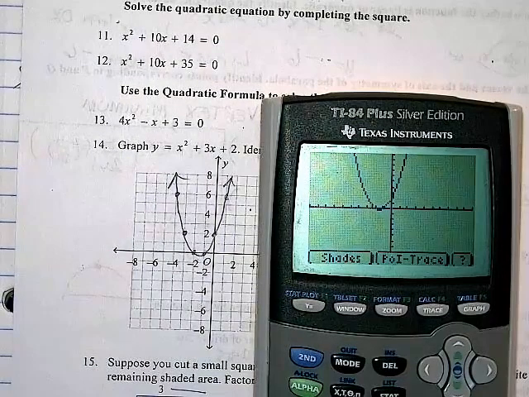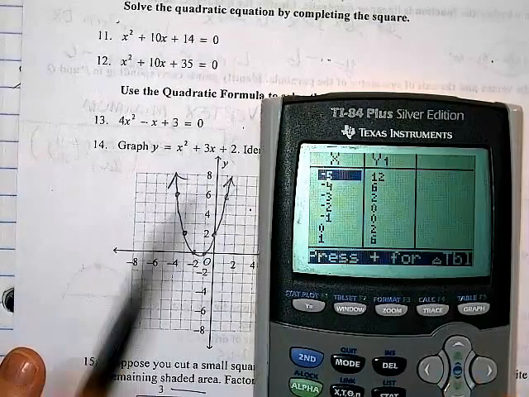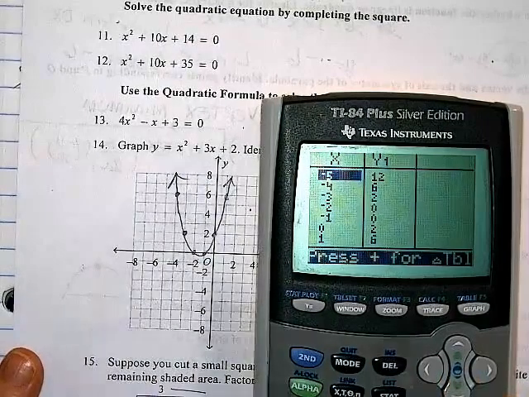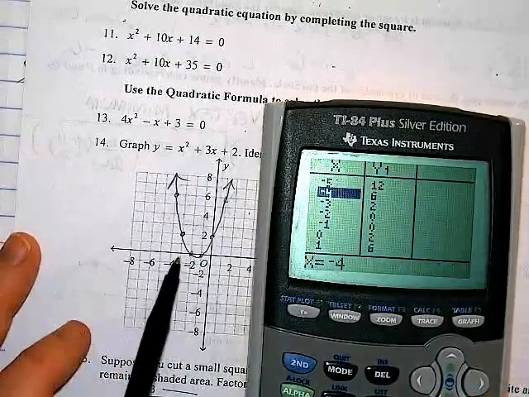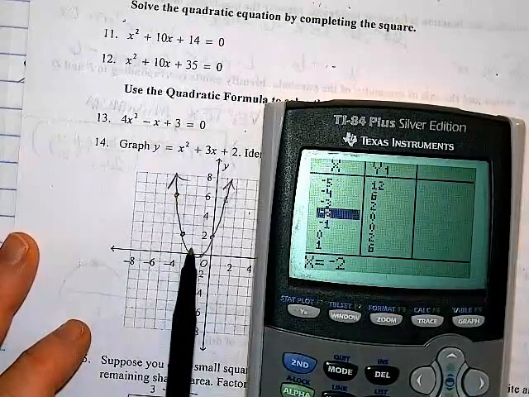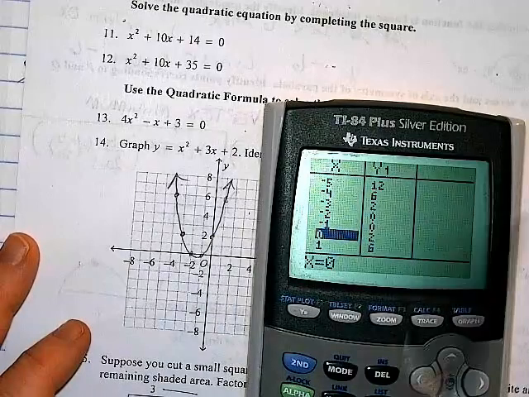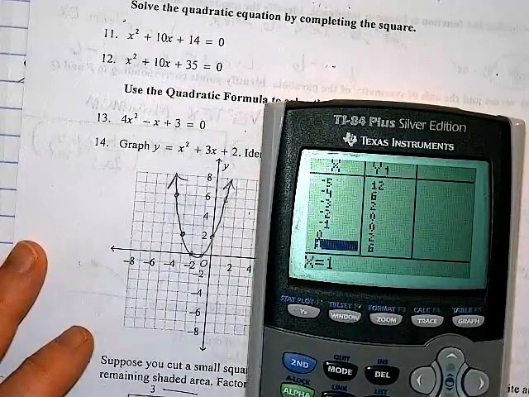But if two of them are very similar, you're going to want to go to the table and plot some points. And I did this earlier today. I went in and I said, okay, -4, 6, -3, 2, -2, 0, -1, 0, 0, 2, and 1, 6, and connected with a smooth curve.